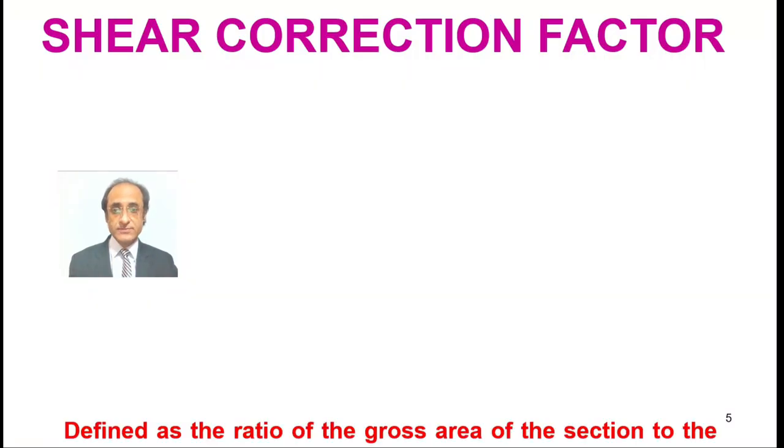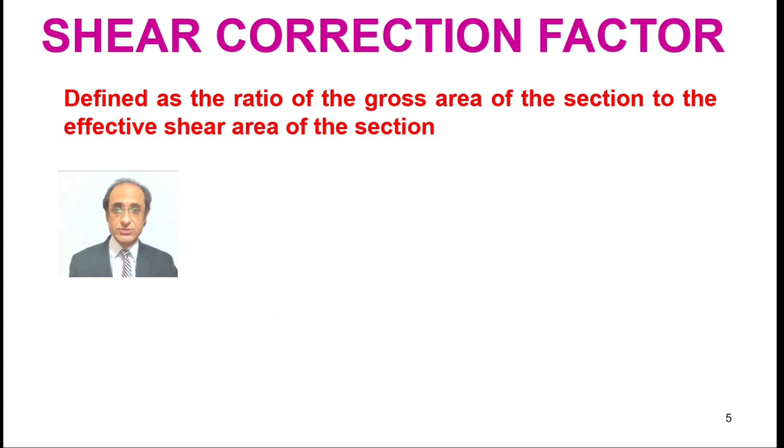So we define shear correction factor as the ratio of the gross area of the section to the effective area of the section which contributes to shear. And shear correction factor is also called the form factor. So we define it in this manner, so that's why it's greater than 1.